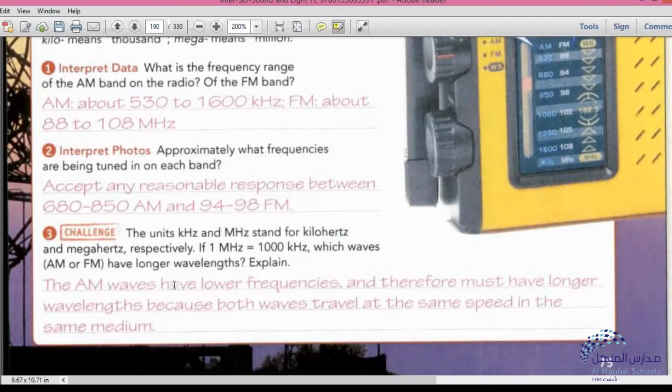So the AM waves have lower frequencies and therefore lower energy, but longer wavelengths, while the FM waves have higher frequency and higher energy. Do you get it? Okay, because both waves travel at the same speed in the same medium, AM or FM. Moving to the next page.